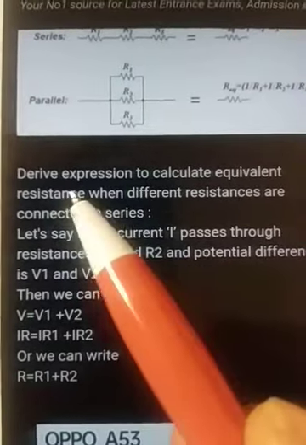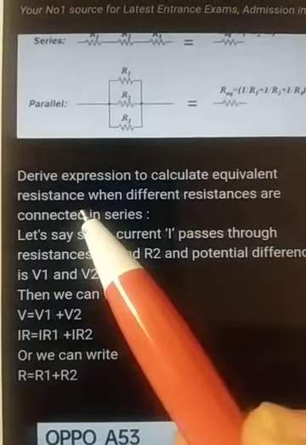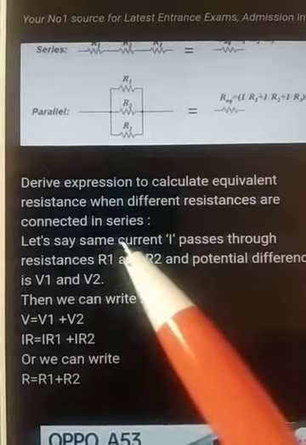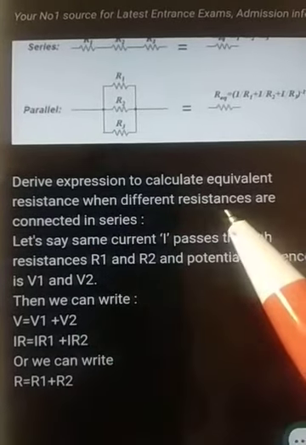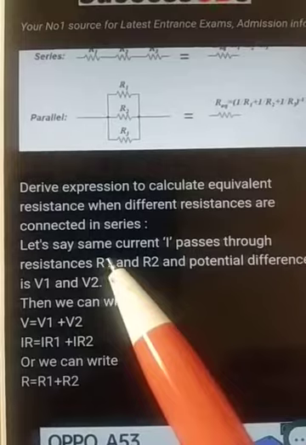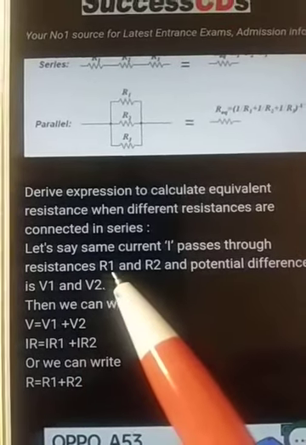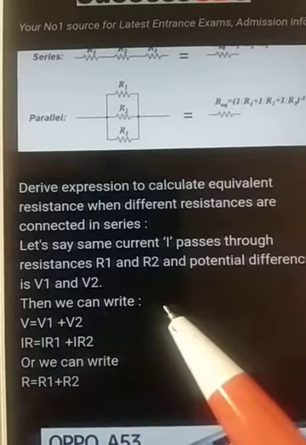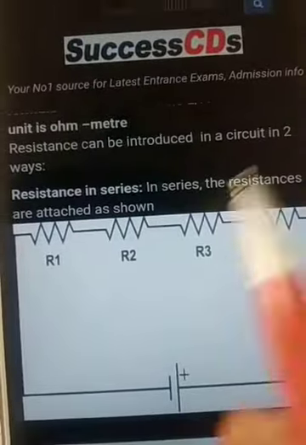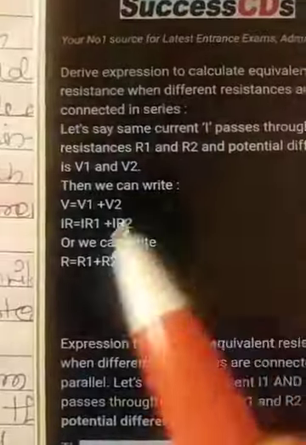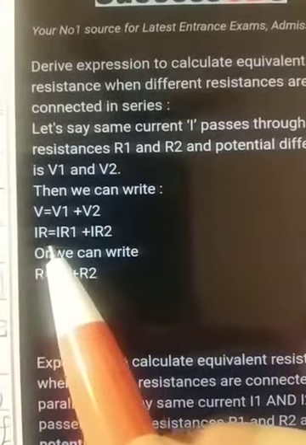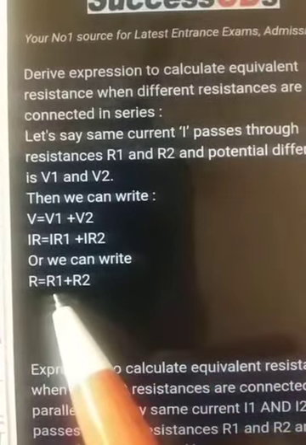Now, derive the expression to calculate equivalent resistance when different resistances are connected in series. Let's say the same current I passes through resistances R1, R2, and the potential differences are V1 and V2. Then we can write V = V1 + V2 + V3, which is IR1 + IR2, or R1 + R2.